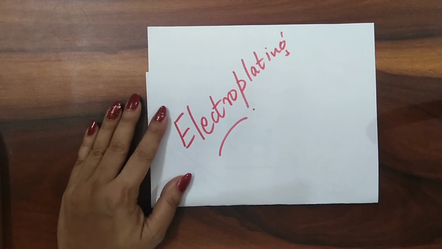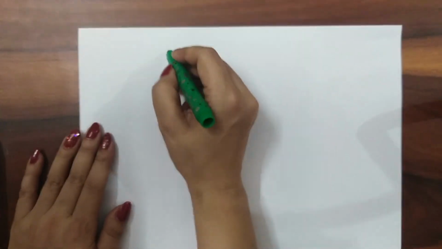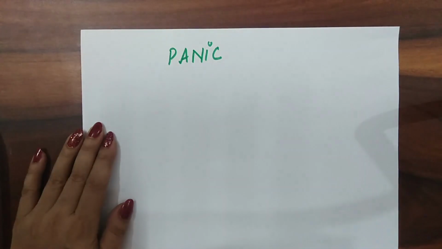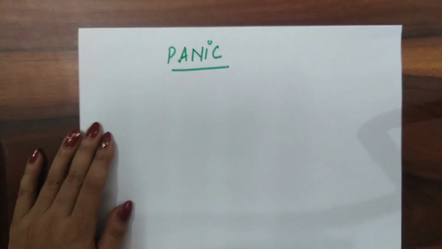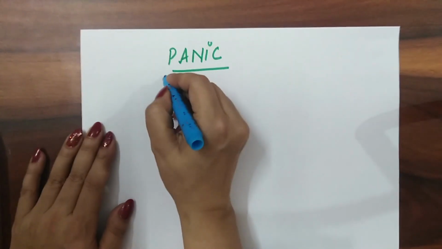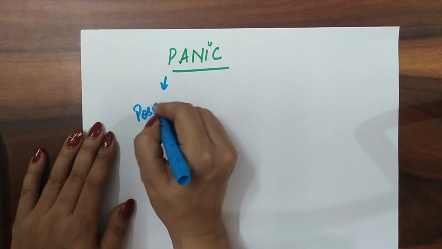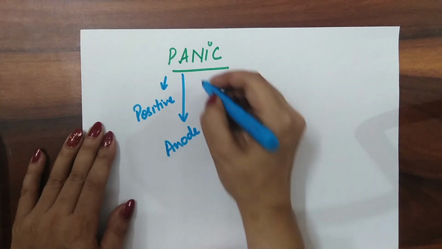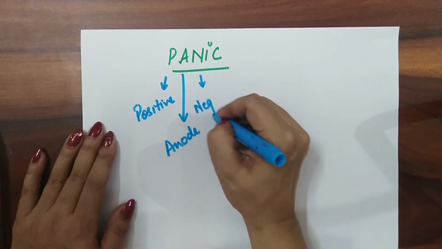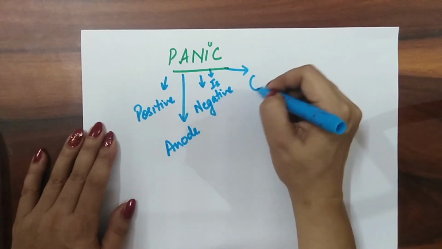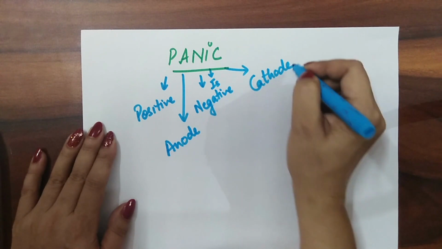Now, the setup of electroplating includes three things, for which we will study PANIC first. Now you will be surprised, what is this PANIC? So P means positive, A means anode, N stands for negative, I is for is, and C for cathode.